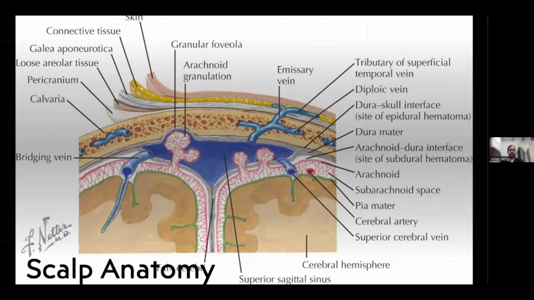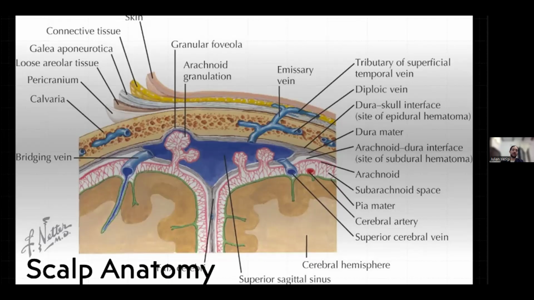The third layer is the galea aponeurotica. It's a tough fibrous sheet connecting the frontalis muscle anteriorly to the occipitalis posteriorly. This layer is responsible for the characteristic gaping of scalp wounds when it's divided, due to the opposing pull of these muscles. And deep to that is the loose areolar tissue, often referred to as the danger area of the scalp. It's a potential space that allows the movement of the scalp over the skull. Important to remember is that it contains emissary veins that communicate with the intracranial dural venous sinuses, providing a pathway for infection to spread intracranially.